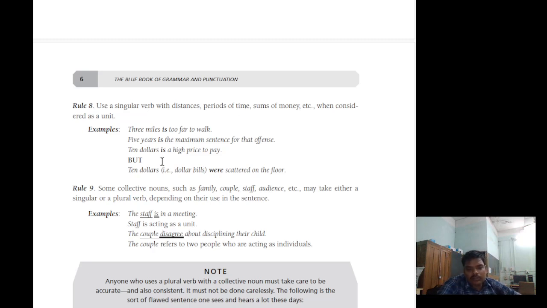Rule 9. Some collective nouns such as family, couple, staff, audience, etc. may take either a singular or plural verb depending on their use in the sentence. The staff is in a meeting. Staff is acting as a unit. The couple disagree about disciplining their child. The couple refers to two people who are acting as individuals.